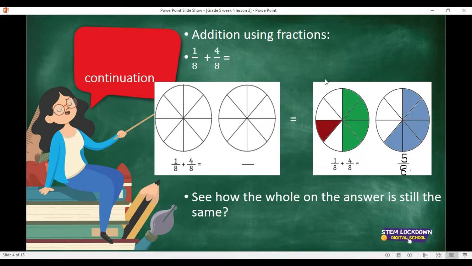So what I did, because I had colors, I used colors. So you can see 1 over 8, I used this color, I think it's burgundy. And then for 4 over 8, you see I used green. So you can see the burgundy, I shaded only one part of it, and then green, I shaded 4 parts. And then at the end, I'm going to calculate and add them together, and then I use the blue to show my final answer. And then you can see it's 1, 2, 3, 4, 5. So you have represented it in a diagram. Can you see that?